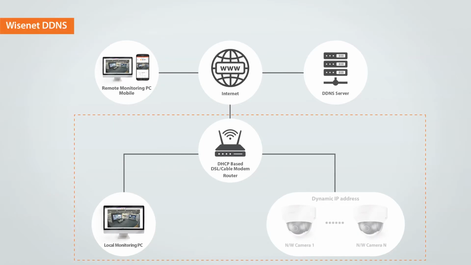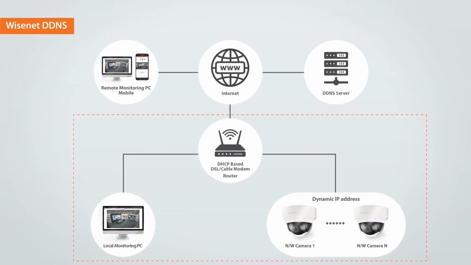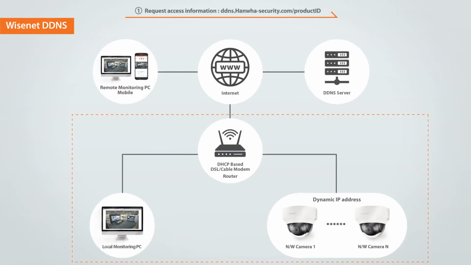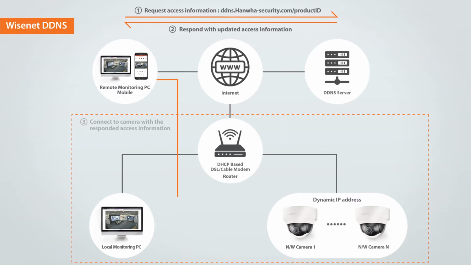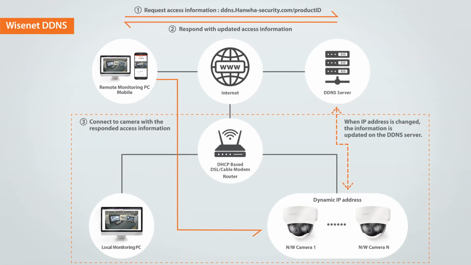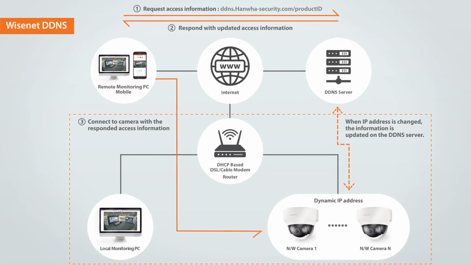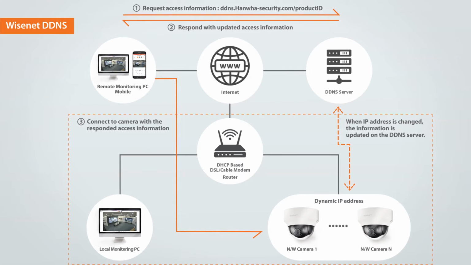When a camera is using a dynamic IP address, it is often difficult to access the camera since users have to enter the updated IP address every time it changes. WiseNet DDNS is a service that converts the dynamic IP address of a camera into a DDNS URL so that users can easily access the camera when using an external remote PC or mobile. Once you register the camera on the DDNS server, users can easily access the camera with the DDNS URL without having to know the changed IP address.